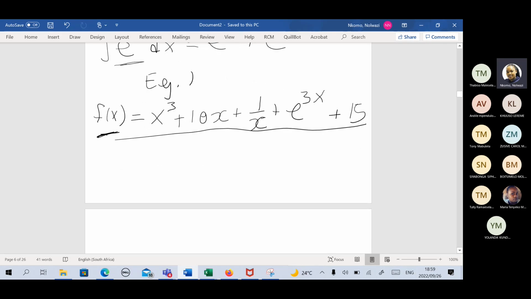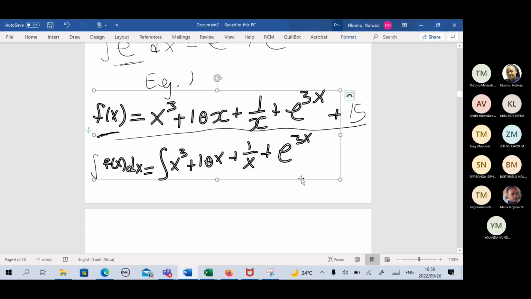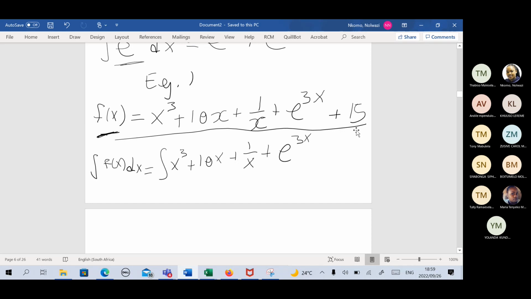Okay, if we are asked to find the integral of this function with respect to x, the first step is to write the integral sign, meaning to show that you are integrating f of x with respect to x, right? And this will give you x cubed plus 10x plus 1 over x plus e to the power 3x. Let's remove this 3. We'll use it under the substitution. I'm not going to add this 3, just e to the power x plus 15, right? dx.